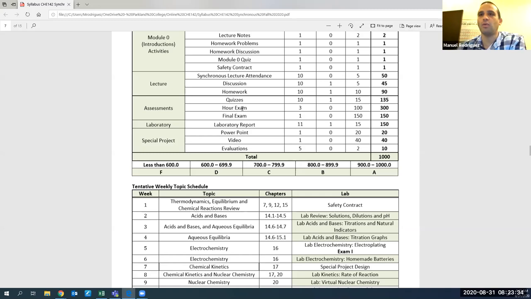Then we're going to take 3 exams, 100 points each. The way that works is you're going to complete 3 modules, then you get the first exam. Then you complete 3 more modules, you get exam 2. 3 more, you get exam 3. Then you complete an extra module, and then you take the final. Does that make sense? So every 3 modules, you take an exam.